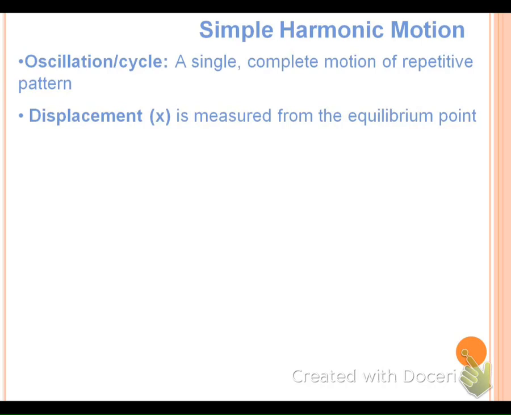Displacement is characterized by an x. Displacement is how far something is measured from the equilibrium point. This is used most often in springs when we're looking at our springs being compressed or stretched. What's displacement measured in? What are our units? Meters.